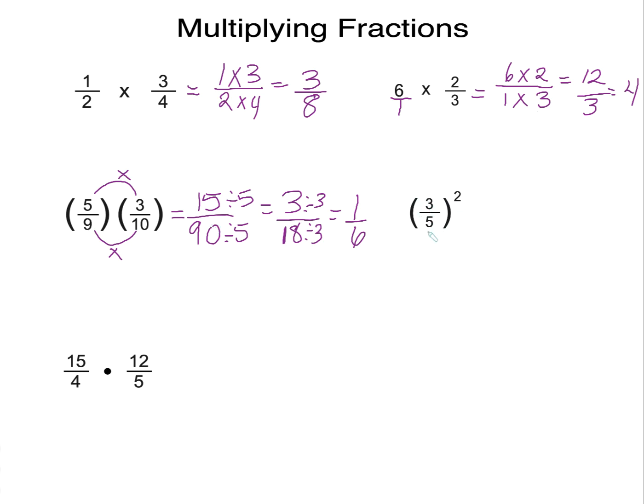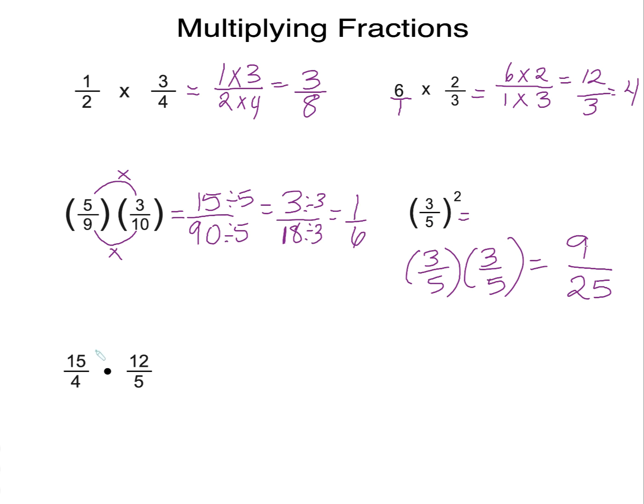Here I have 3 over 5 all squared. The first thing you have to remember is that 3 over 5 all squared means 3 over 5 is multiplying itself twice. And remember, when you're multiplying, you go straight across. 3 times 3 is 9. 5 times 5 is 25. 9 and 25, the only number they have in common is a 1, and if you divide by 1, you're going to get 9 over 25. So always remember, when you see that exponent there, it means that whatever is inside is multiplying itself twice.